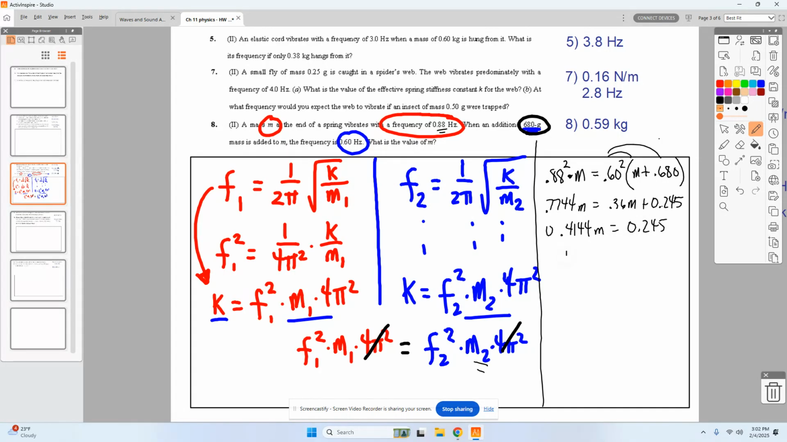And when I divide that out, you get that M is equal to 0.245 divided by 0.4144. I get 0.591. And again, the units should be the SI base unit for mass. Since everything that I'm using here involves the SI base units, I should get the SI base unit for that mass value. So 0.591 kilograms, and that's where that number comes from.